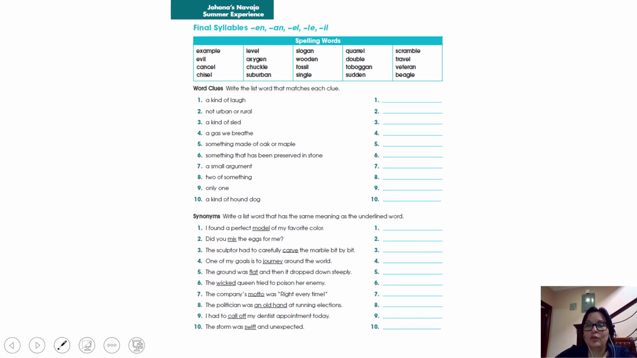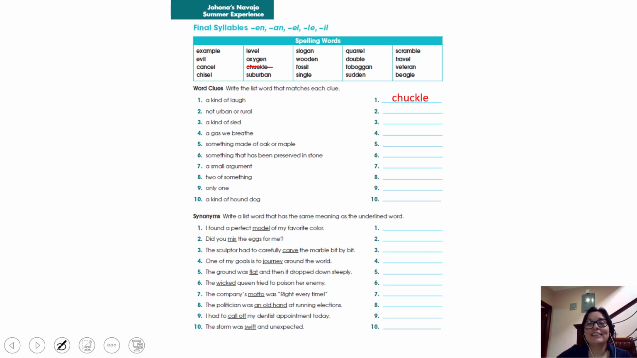For example, I will help you with number 1. Let's read the instructions. Write the least word that matches each clue. You have to read the clues and find which of these words matches the clue. Number 1, a kind of laugh. Do you remember what was a laugh or a smile? What is a kind of laugh? Excellent. It's chuckle. So guys, remember always when you are working on this to be crossing the words. In that way, you are going to know that you already used chuckle, so you don't have to use it again. Okay, next one.